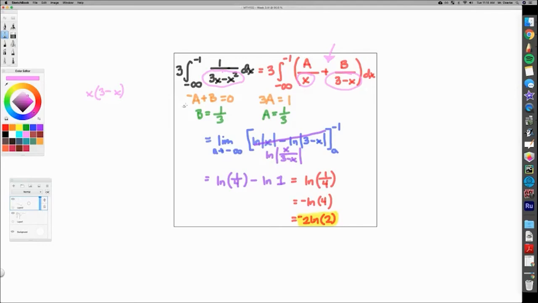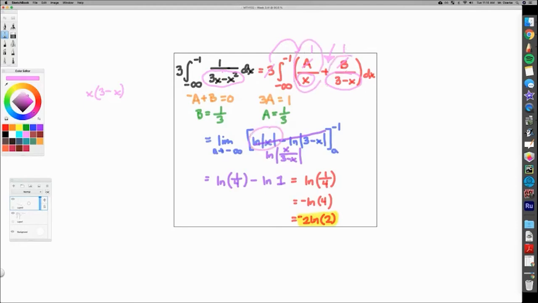Okay. Yeah. So after I found A and B, I plugged them in here. So then this 3 times the A is just going to end up being 1. The A is not 1, but 3 times 1/3 is 1. Same with the B. So this ends up just being 1 when this cancels, right? So then I did the antiderivative of 1 over x, which is right here with the ln x.